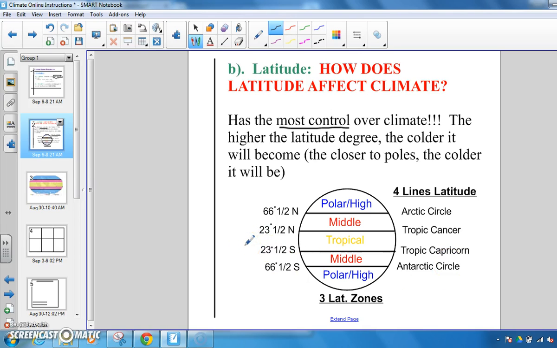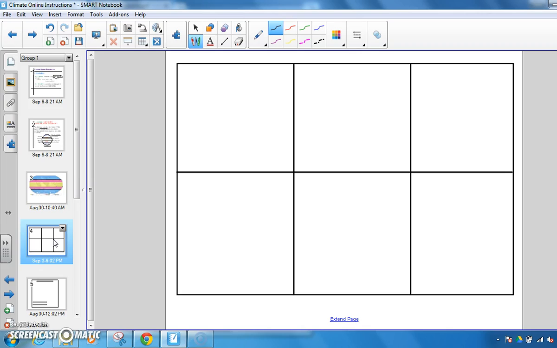Now that you've got a little overview, let's apply this to your Climate Foldable. Take the blank sheet of paper that you were handed in class, or if you didn't, take a blank sheet of paper and please fold it, or you can draw 6 boxes on the front side, and I'd like 6 boxes on the back side.